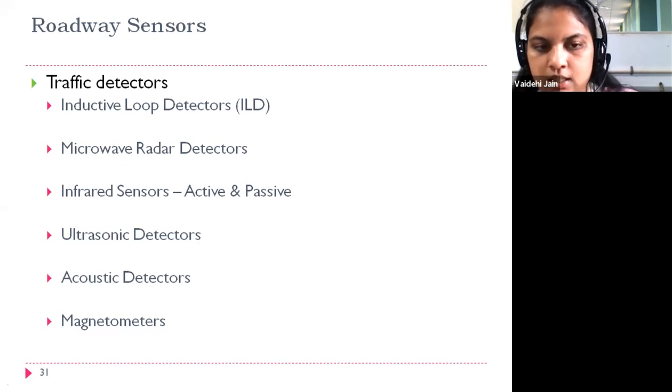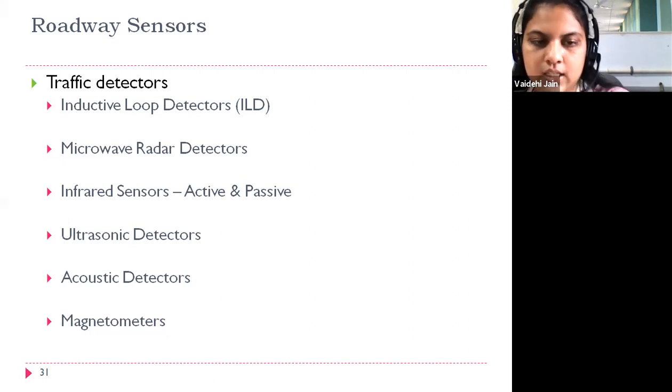Infrared sensors are again widely used. In infrared sensors, there are two modes, active and passive. The active sensors work on the energy waves coming from the vehicle, and they use those waves. But by using those energy waves directly, you cannot get all the information like the type of vehicle or its speed. So by the active infrared sensors, you do not get particular data regarding the traffic or the vehicle.